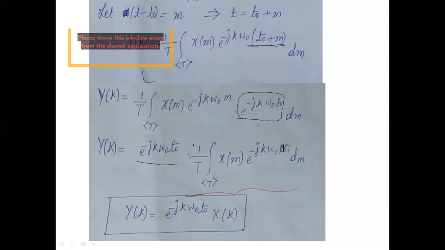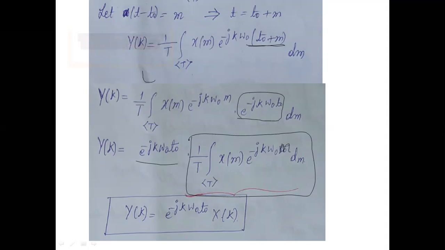Now if you observe this expression, it resembles the expression for the Fourier series coefficient. So this is replaced by x of k, and that is multiplied by e raised to minus j k omega naught into t naught. So what did you understand from this property? If we shift a signal in the time domain, its corresponding Fourier series coefficient will get multiplied by an exponential factor, where one of the terms is nothing but the value which represents the shift in the time domain.